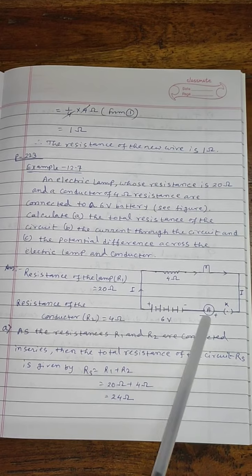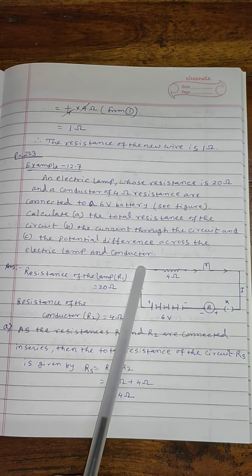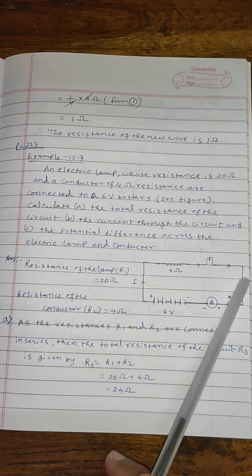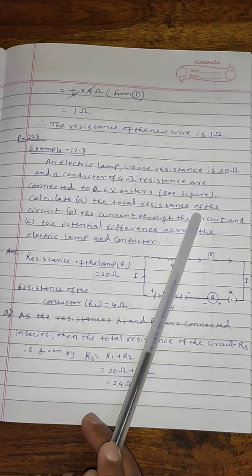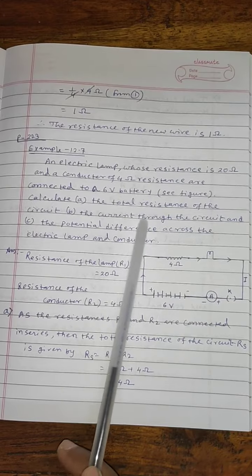This is the ammeter, this is the key. Current is flowing in this direction, from positive to negative. Now the first question they are asking us is to find the total resistance of the circuit. The second question is the current through the circuit.